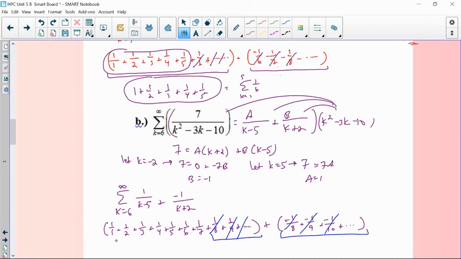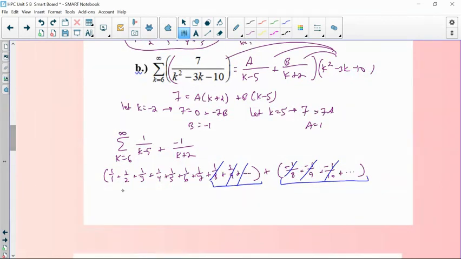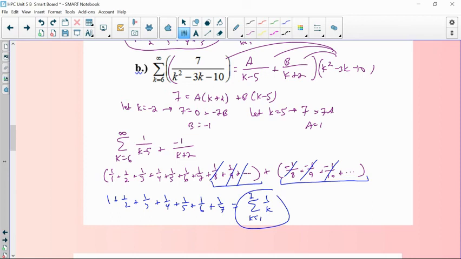And so we're just left with, in this case, 7 terms. So I could say it's equal to 1 plus 1 half plus 1 third plus 1 fourth plus 1 fifth plus 1 sixth plus 1 seventh. Or if you wanted to write it as the summation k equals 1 to 7 of 1 over k, because it's a finite sequence, just 7 terms. So, okay, awesome.